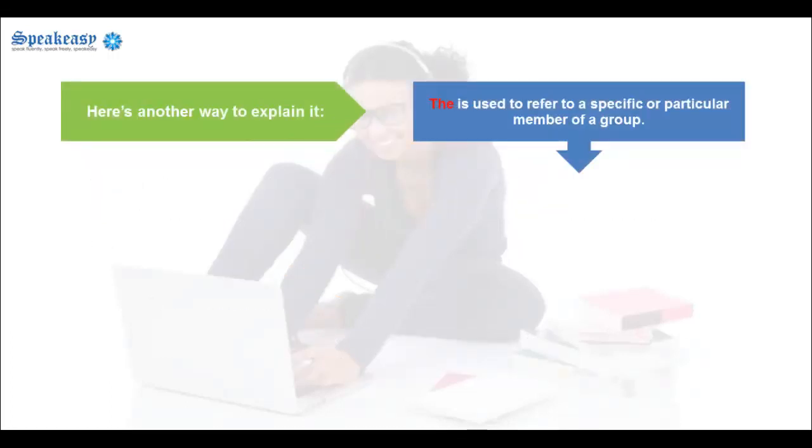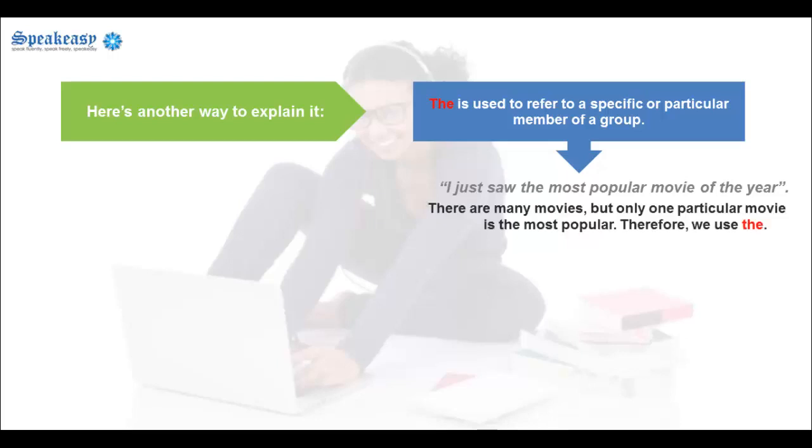Here's another way to explain it. The is used to refer to a specific or particular member of a group. I just saw the most popular movie of the year. There are many movies, but only one particular movie is the most popular. Therefore, we use the.